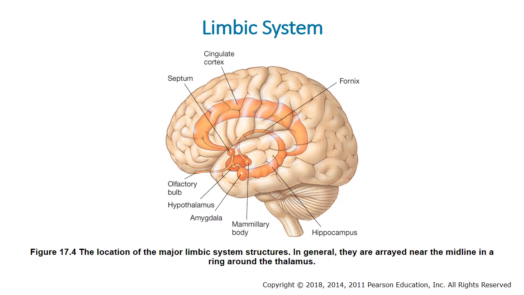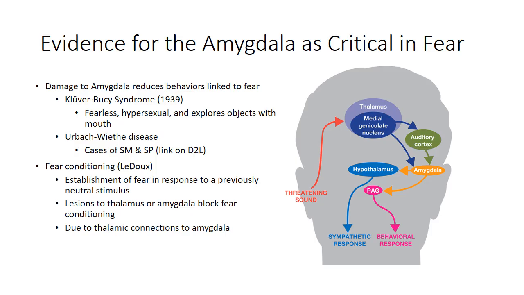The limbic system sits kind of inside the brain. You can see we've got the cerebral cortex outside of it, and the limbic system kind of wraps around on the inside. And the amygdala is right at the end of the hippocampus. The hippocampus is involved in forming new explicit memories. And the amygdala is this almond-shaped structure at the end of it. There's overwhelming evidence that the amygdala is involved and is potentially critical for processing fear, particularly. So damage to the amygdala reduces behaviors that are linked to fear.